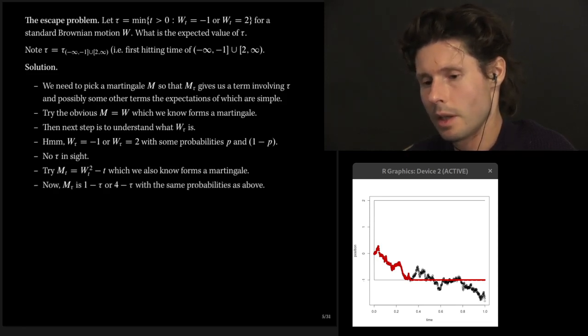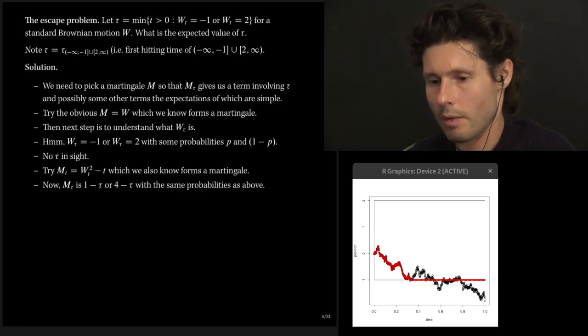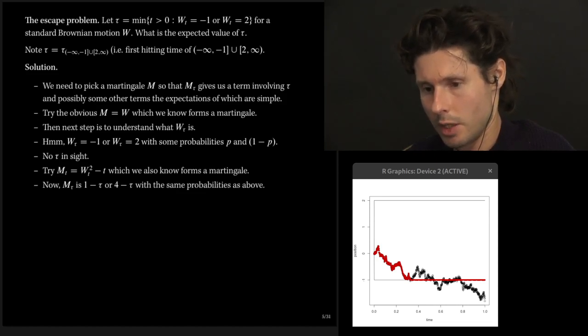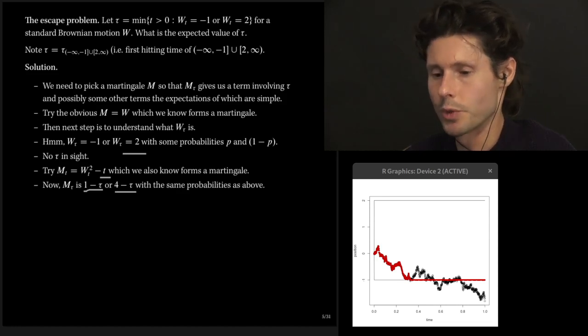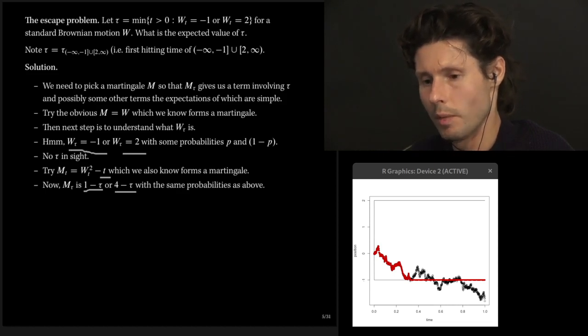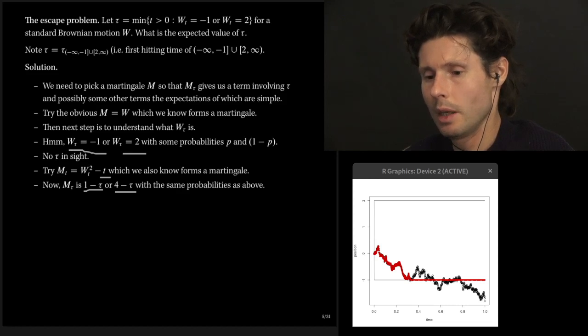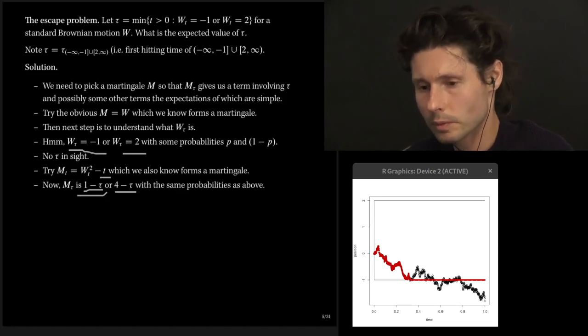So let's keep going. This one at time tau is going to be either 1 minus tau or 4 minus tau. How do I know this? Because (-1) squared gives me the 1, and the minus tau comes from this t here. The 2 will give me 4, and again minus tau obtained from the t. So those are the two possible values, and again, they happen with the same exact probabilities. Whenever W was at -1, that happened with probability p. Therefore, M_tau is going to be 1 minus tau with probability p, and 4 minus tau with probability 1 minus p.